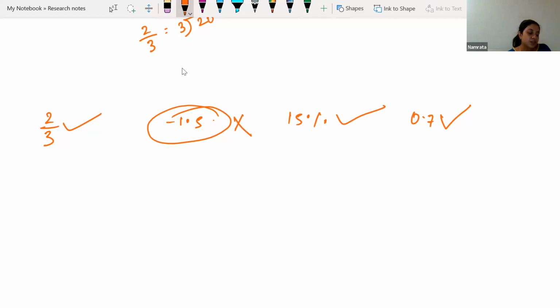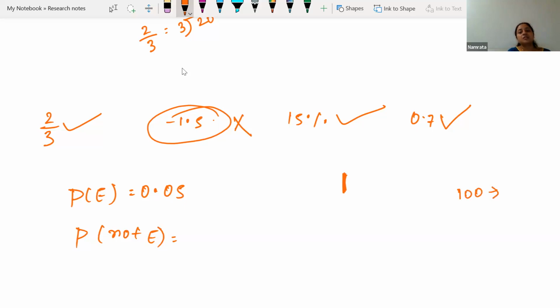Now let's see the next one. If probability of E is given as 0.05, what is the probability of not E? So if you have to find not E, total is 1. Let's say total you are having 100 cards.